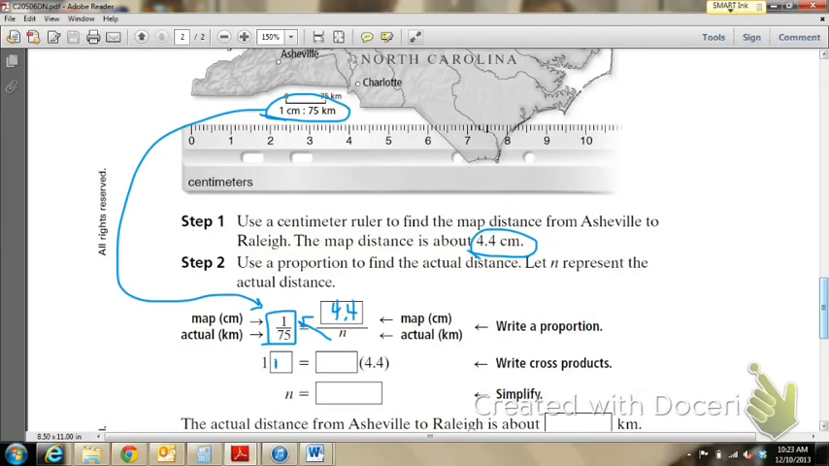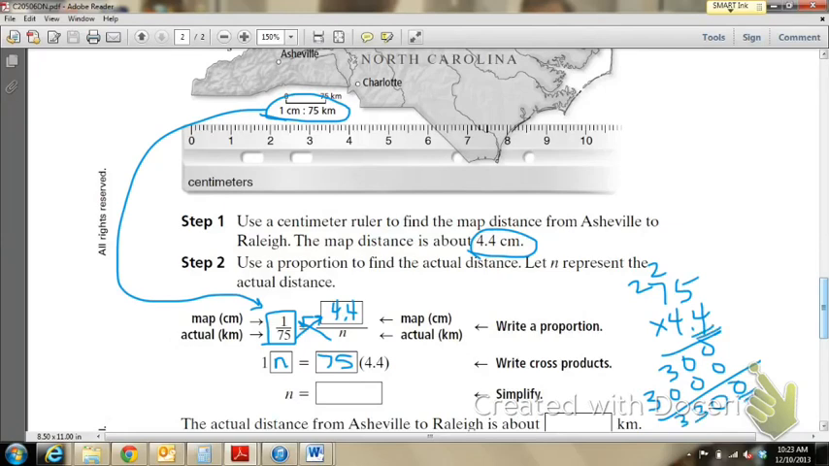Again, we cross multiply. 1 times N is going to be equal to 75 times 4.4. And you need to multiply this out. And I'm going to get 330. I have one number after the decimal point, so I come in one place, and I get 330. So the actual distance from Asheville to Raleigh is about 330 kilometers. Okay, so pause the video before moving on to the next example.